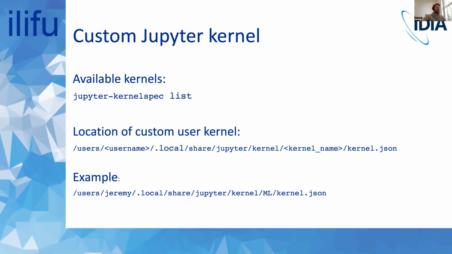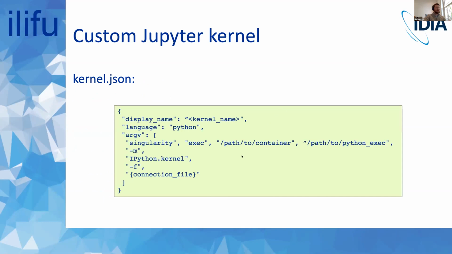As an example, I'm creating the machine learning kernel. I'll put it at users jeremy.local share jupyter kernel, etc. The contents of that kernel file is quite specific. So this is an example of the layout. You would specify the kernel name, the language, and how you would invoke that kernel.